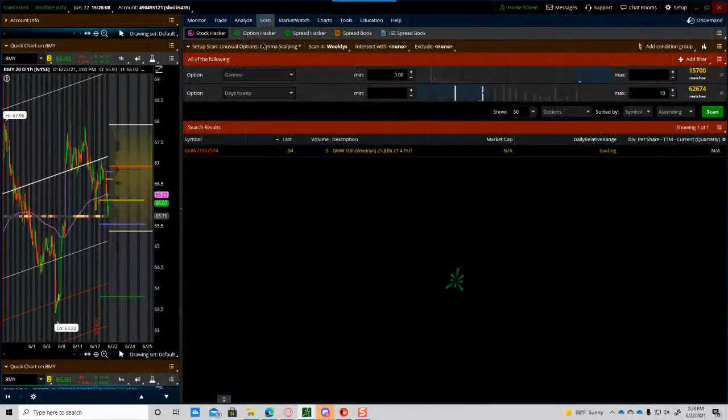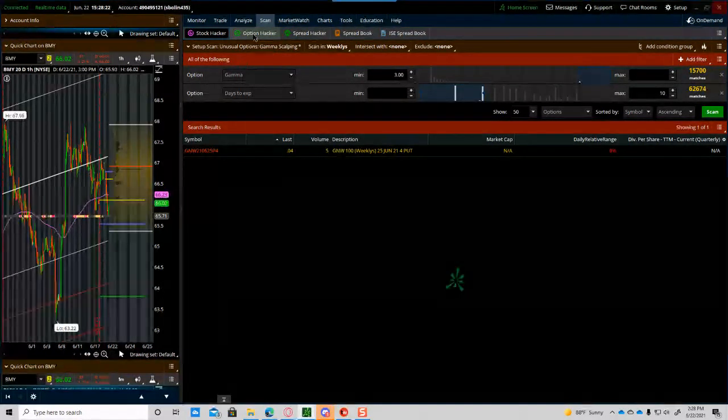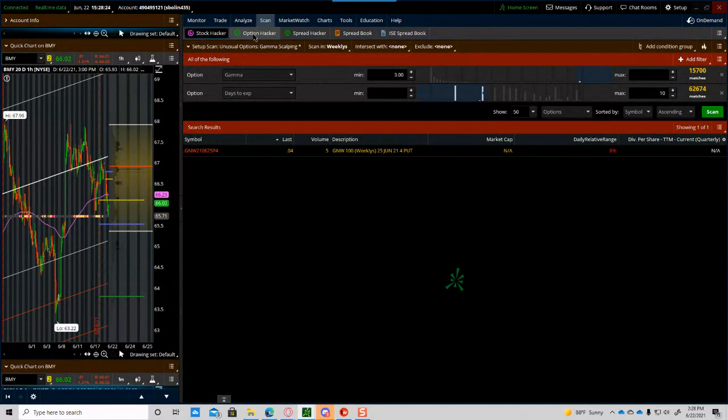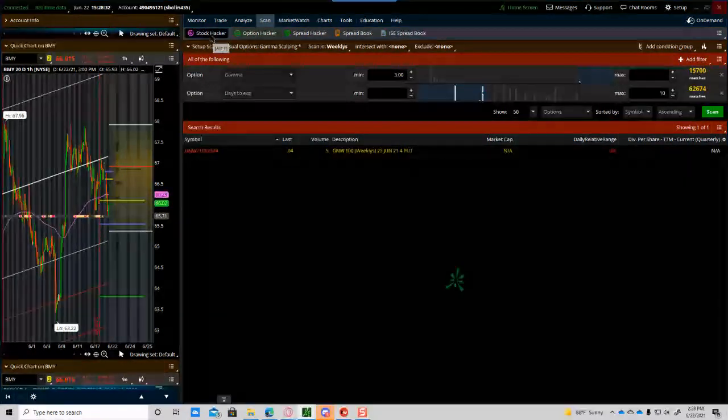You can go to Option Hacker if you want to, but really, Stock Hacker will do everything that Option Hacker will do, plus it does stock. Options Hacker will only do options, and that's all. So if you only wanted options and you never wanted to look at any other thing, you could just go to Options Hacker and build it there. But if you don't mind seeing stock and options, then you can always just use Stock Hacker.